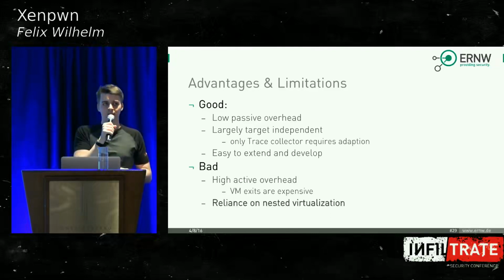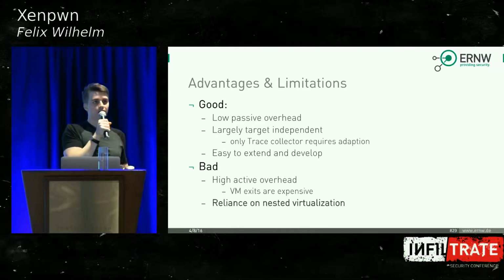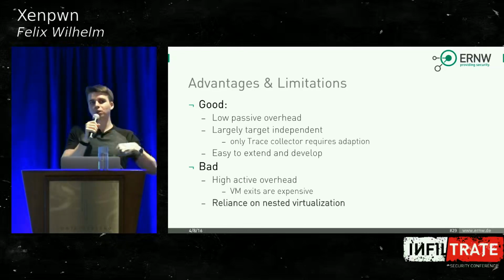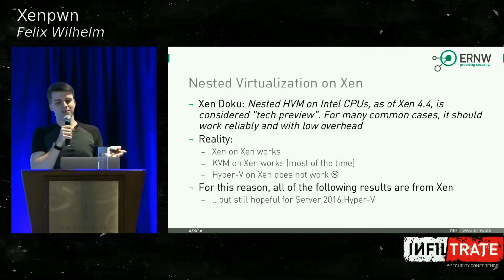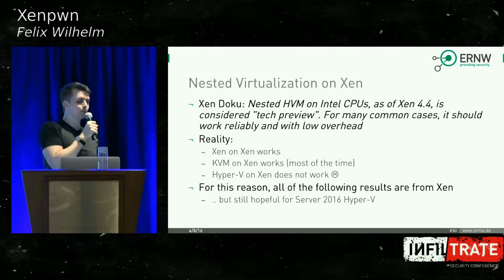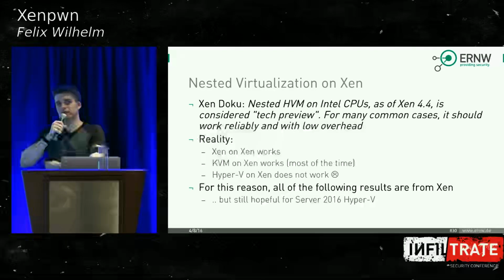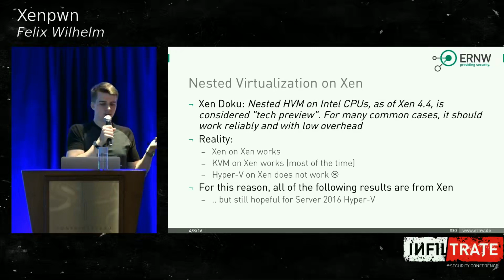And the main problem that turned out to be kind of a shame, and that influenced my results quite a bit, is that we rely on nested virtualization. Nested virtualization means we need Xen to support a nested hypervisor running inside it. Nested virtualization on Xen is an interesting topic, because if you look at the Xen documentation, they say it's considered a tech preview, and it should work reliably in most cases. So you shouldn't do this in production, but it should work. It turns out that's actually not the case at all.